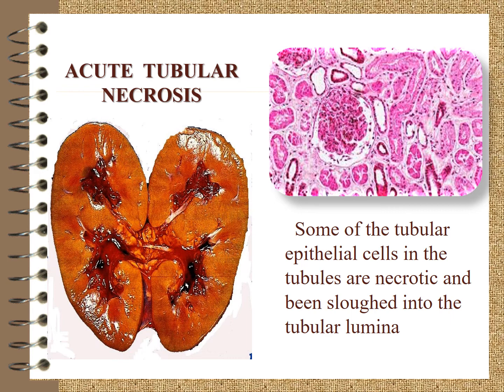Microscopically, at the beginning phase, some of the tubular epithelial cells undergo proteinaceous and fatty degeneration. But in this slide, you see the acute phase. In the acute phase, the tubular epithelial cells are necrotic and are flushed into the tubular lumina with excretion of casts in urine. The basement membrane may be ruptured. Tubulorrhexis occurs.